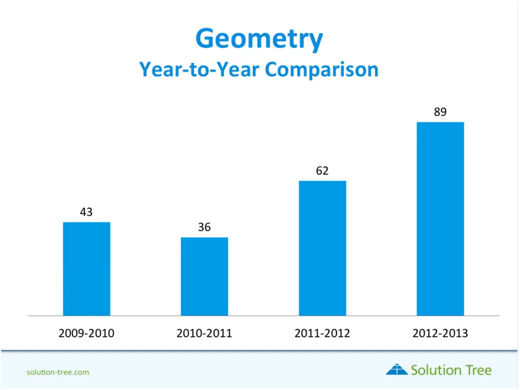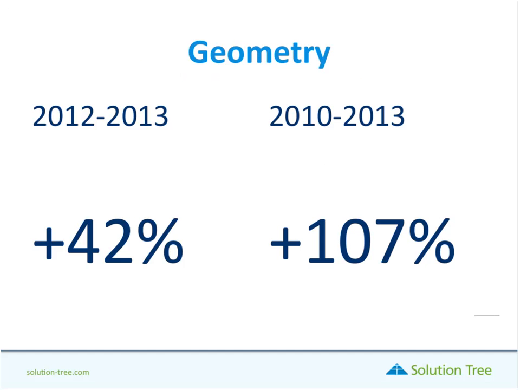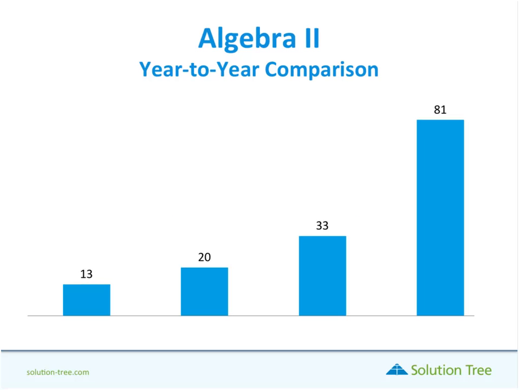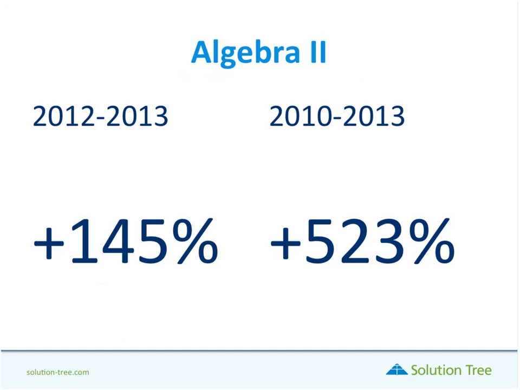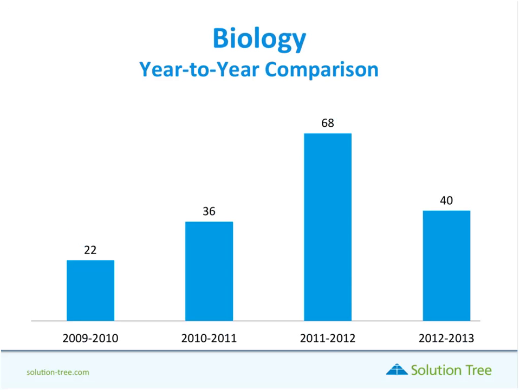Here's geometry, same deal. The trend is all up, and you'll notice that they also had a growth rate last year of 42%, and they ended up overall at 107. And Algebra 2, look at this one, 81%. They were higher than the school in the district that recruits their students and is a magnet school last year. They were very proud. And so the reality is that over time, it looks like this for Algebra 2: 145% last year and all the way up to 523.